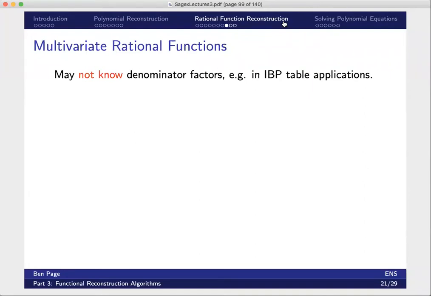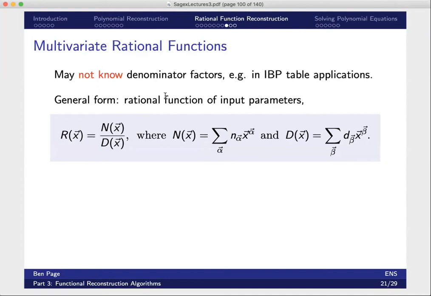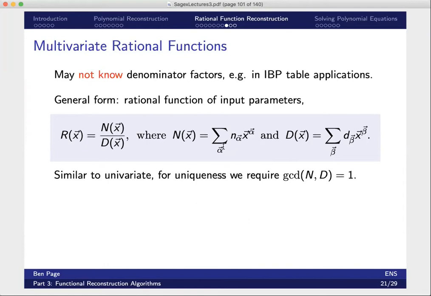You could imagine that you're trying to construct a table of IPP relations, and you just don't know the denominator factors. So then we have to work with a general rational function. And in this situation, we're going to have to repeat our analysis of canonicality, of making it unique, that we did in the univariate case. So we have some ratio of two polynomials. And again, we have to keep it unique. We have to make sure that there's no common divisor between the two things.